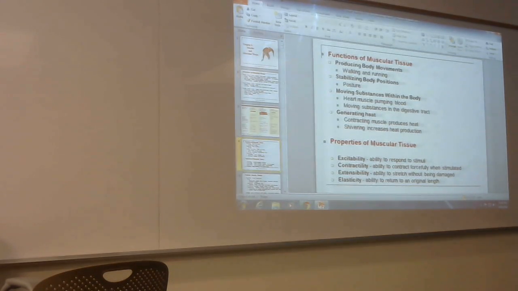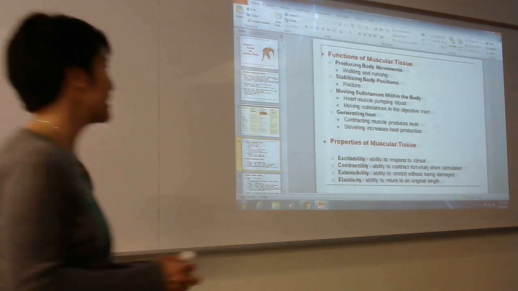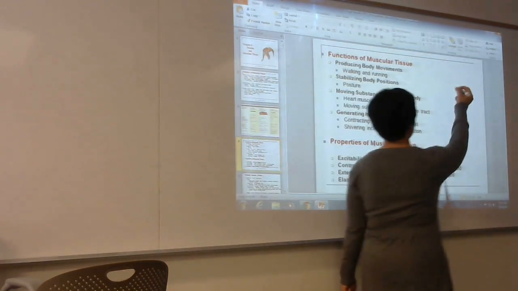So, okay, the best way to study our muscle is by looking at skeletal muscle. Before we start, I want you to know these terms.